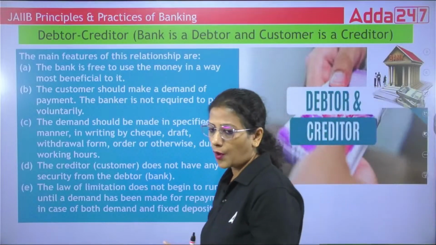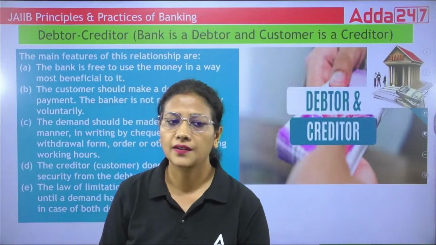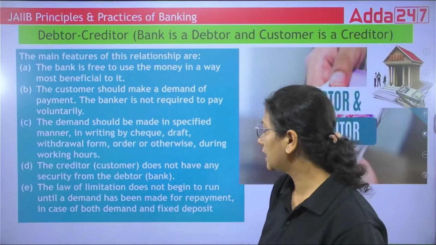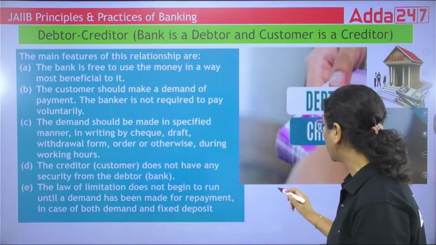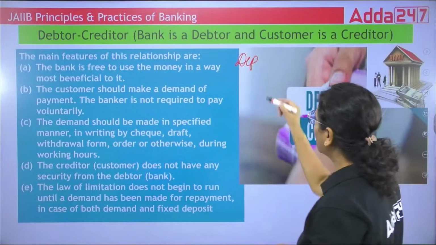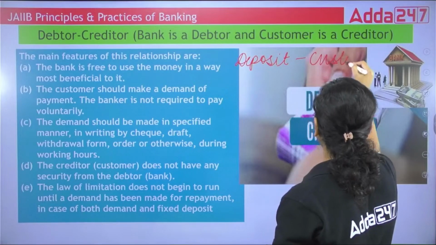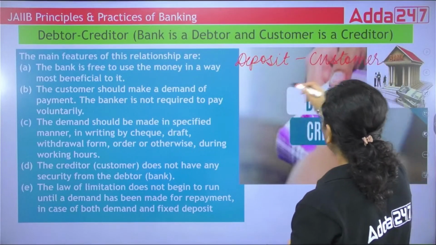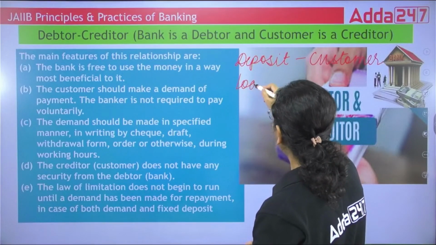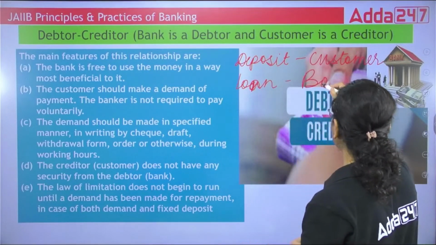Now, a very important relationship a banker has with the customer is of debtor-creditor and creditor-debtor. So what does this mean? Debtor-creditor means that we all know that we take deposits from customers and we lend them to our borrowers. We give loans to the borrowers.